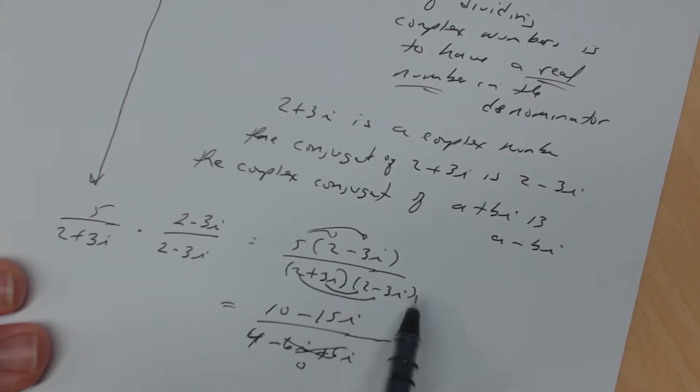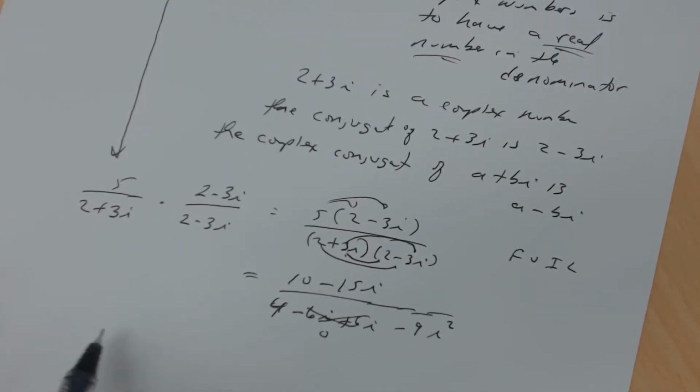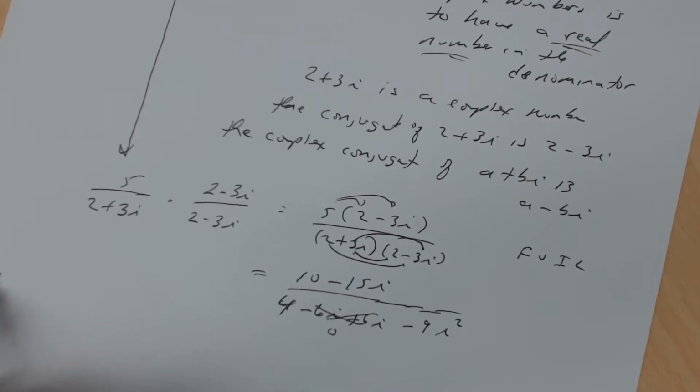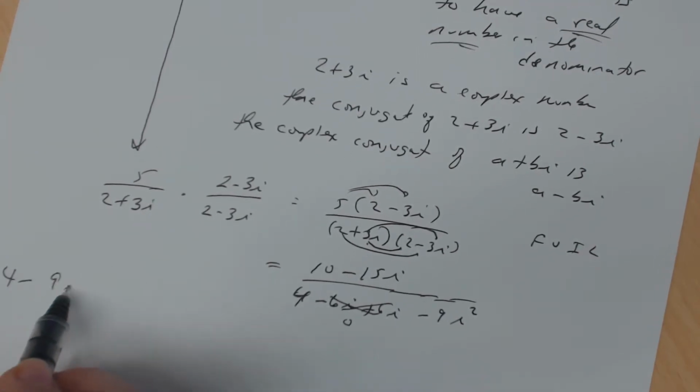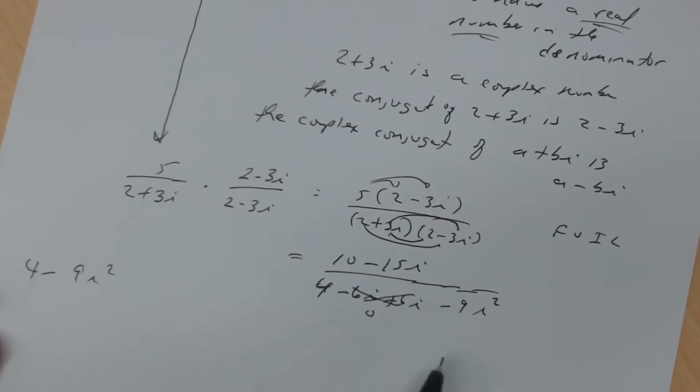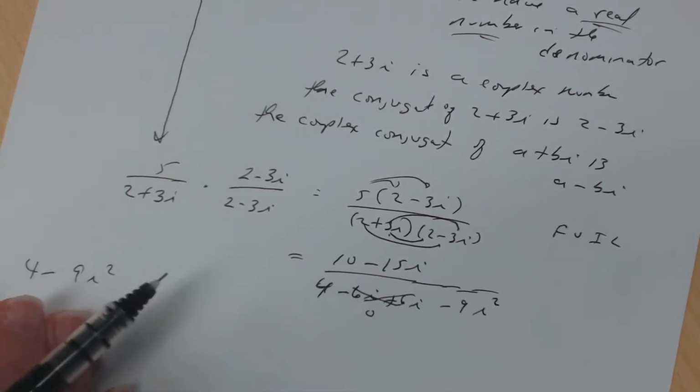Now don't forget the last when we're doing FOIL. There's my first, outer, inner, and then last. The last is 3i times a negative 3i. So 3 times a negative 3 is a negative 9, and then i times i is i squared. Don't forget that, you're going to have an i squared somewhere in the denominator. So I get 4 minus 9i squared. You may want to do the work here on the side.